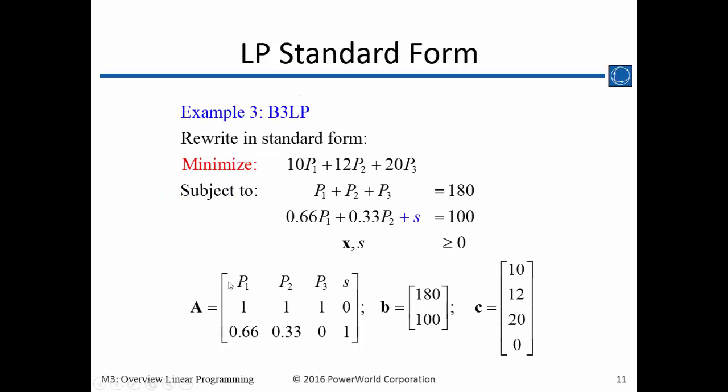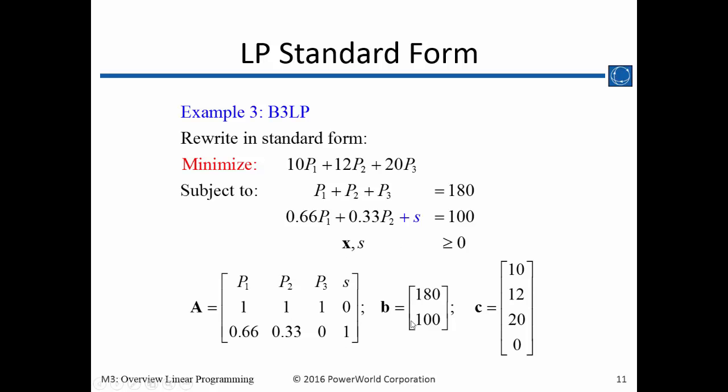Okay, so getting back to our power system example, the objective function is minimizing, again, 10 times P1 plus 12 P2 plus 20 P3, where the power balance is met and the transmission constraint is met. That's changed into an equality constraint by adding this dummy variable here, and then all of the variables are greater than or equal to 0.